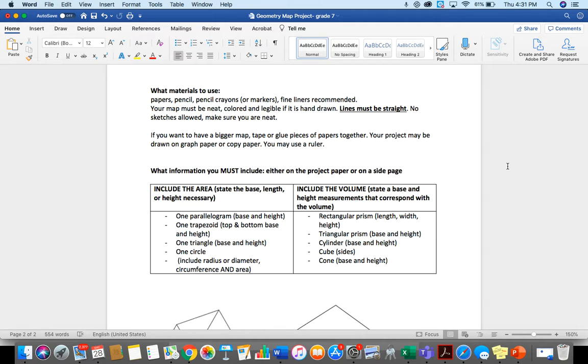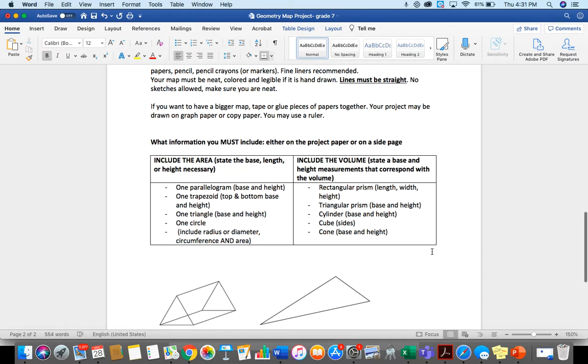Other things that are included in the project, I put what materials to use. You need paper, pencil crayons, or markers are fine. Fine liners are recommended, but everything else is mandatory. Your map must be neat, colored, and legible if it is hand drawn. Lines must be straight. No sketches allowed. Make sure that it is neat and a final copy. If you want a bigger map, you can tape or glue pieces of paper together so that it is bigger and you have more room.